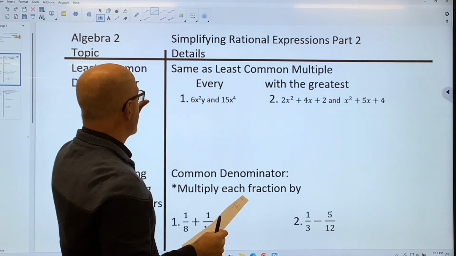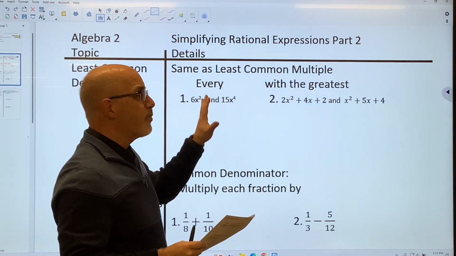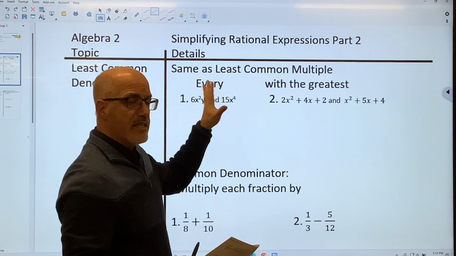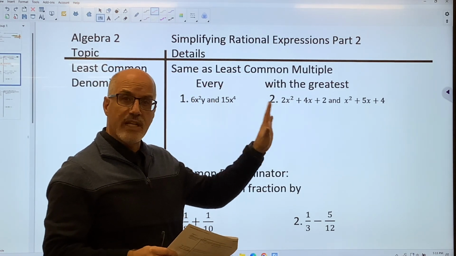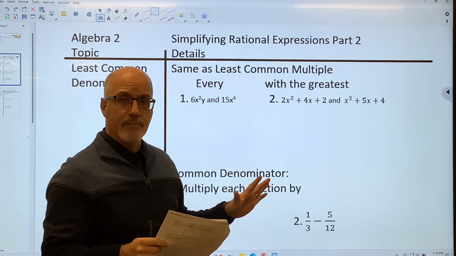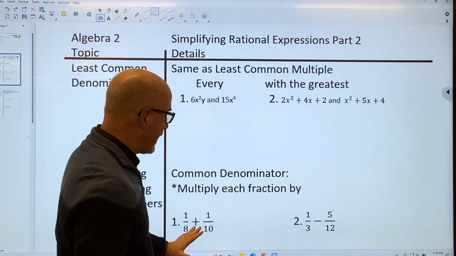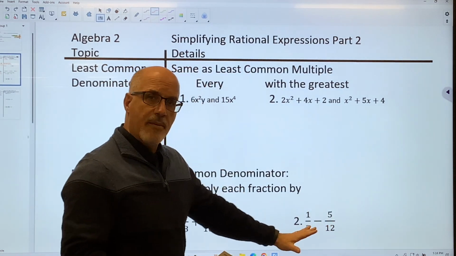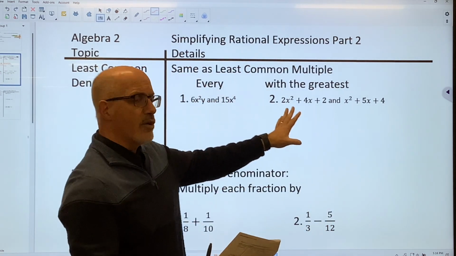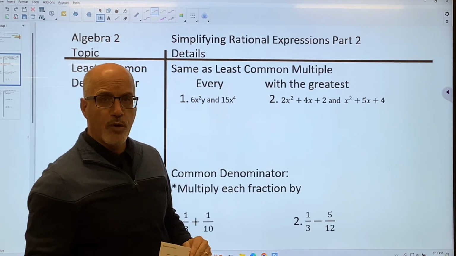And when we refer to least common denominator, we can also refer to that as the least common multiple. So when we refer to either one of those, they're the same thing. When we're looking at fractions, it's least common denominator. When we're just looking at polynomials, it's going to be least common multiple.